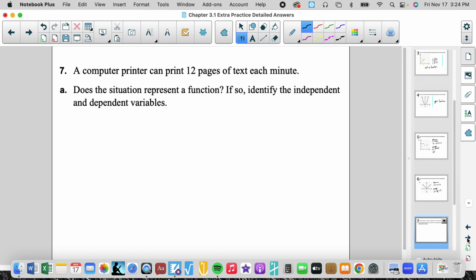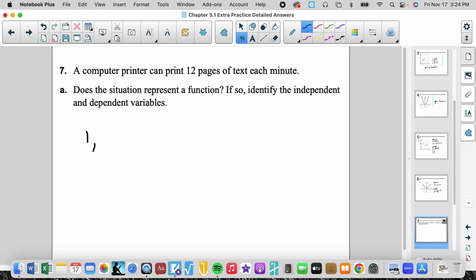Let's see. 7. A computer printer can print 12 pages of text each minute. So, does the situation represent a function? If so, identify the independent and dependent variables. So, a computer printer can print 12 pages of text each minute.